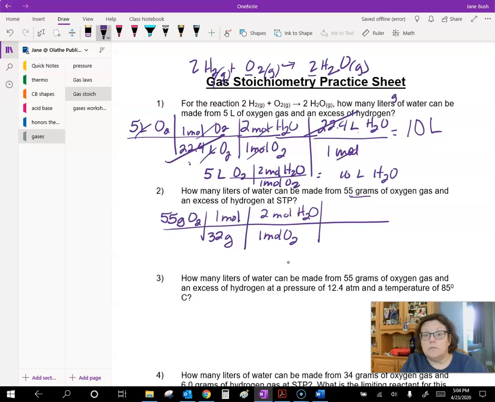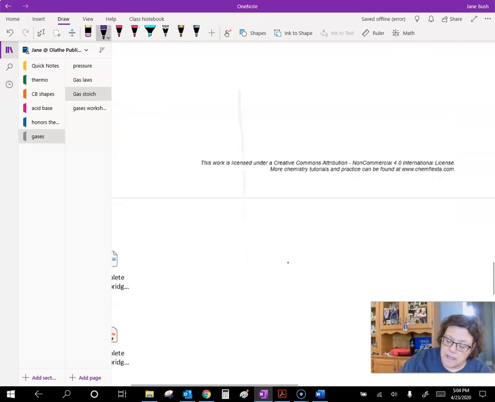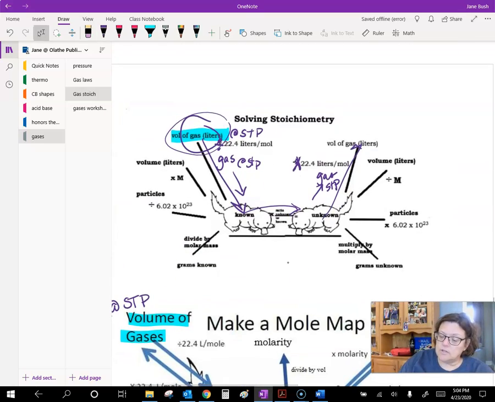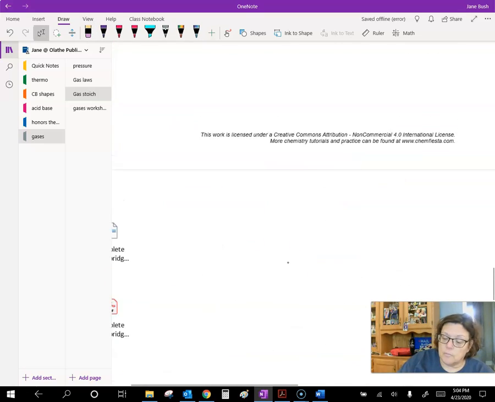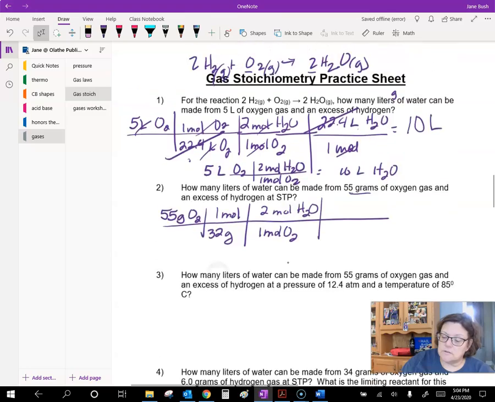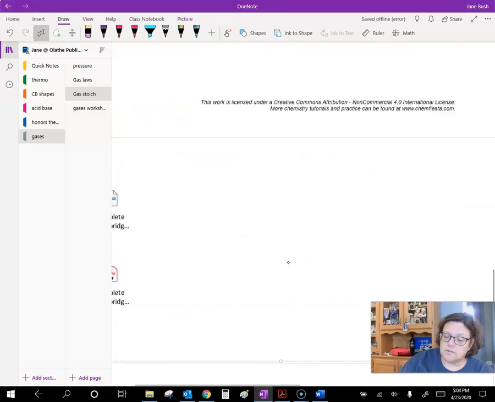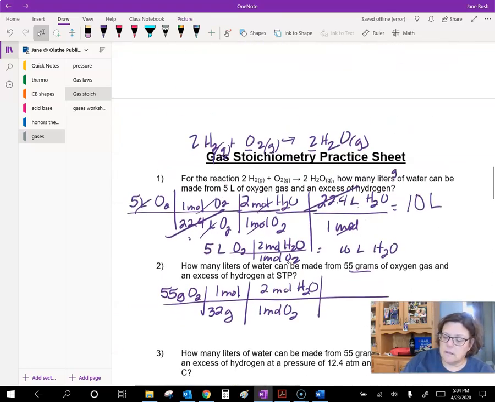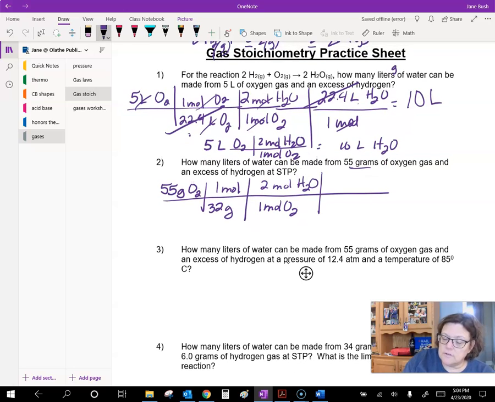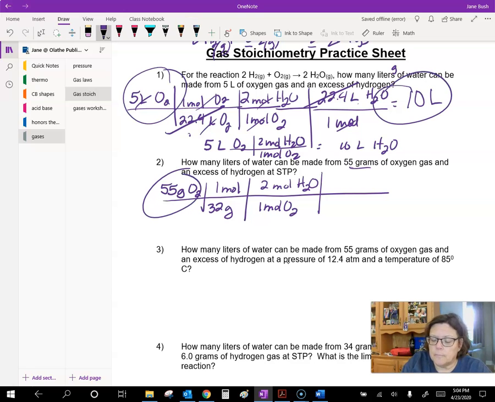So what do we do? Looking back at our bridge, we're going to multiply by the molar volume of a gas. Now, I just got done saying that we didn't have to do that if it was at STP. But what's the difference here? We started with grams and we're ending with a volume. Up here we went volume to volume. All right, so we do have to multiply by 22.4 liters in 1 mole.